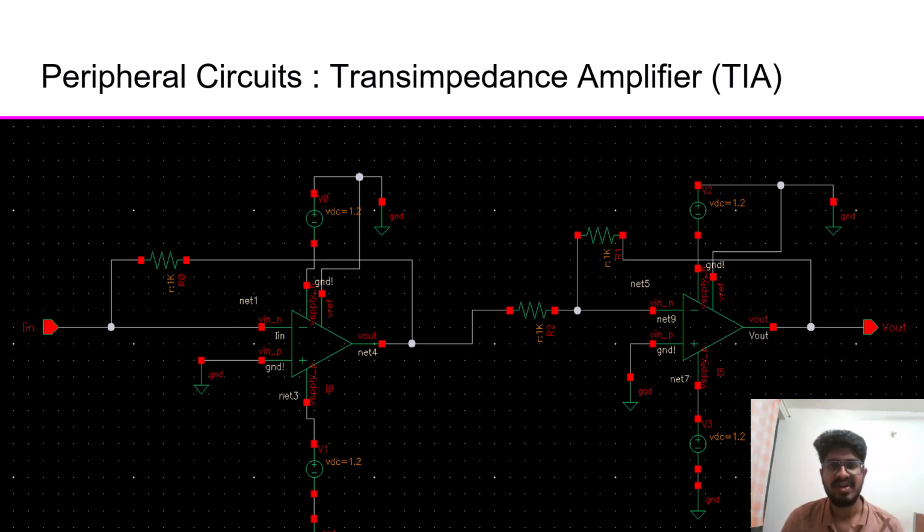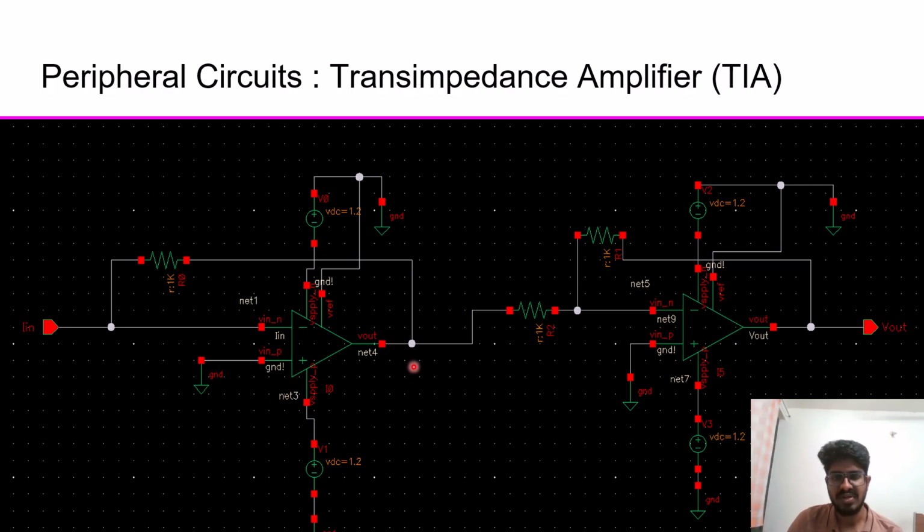Now let us look at the peripheral circuits. The first is the transimpedance amplifier. This part is the standard transimpedance amplifier. It takes current as the input. This current comes from the bit lines of the Rram array. Now the output of this transimpedance amplifier is the inverted version of the voltage values. It will convert the current values into voltage values, but the output voltage is inverted. So to get the non-inverted output, we have cascaded this inverting amplifier.